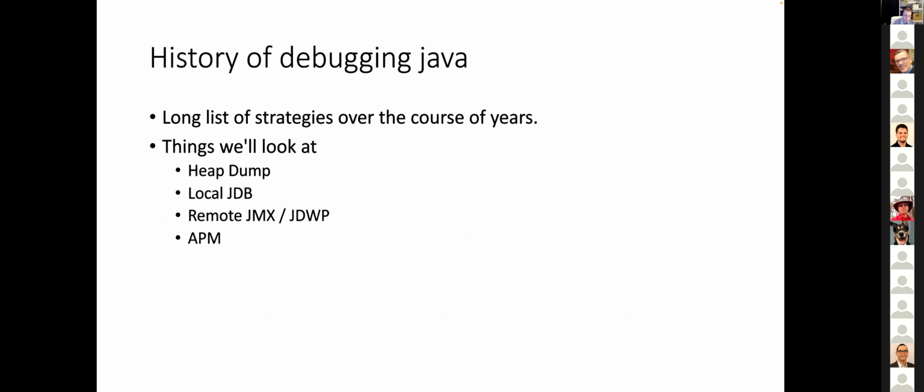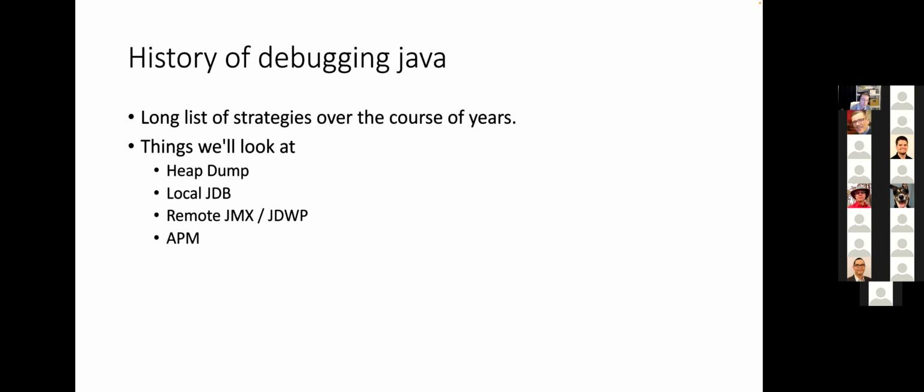We're going to look at 4 different options over the course of this talk. It is not an exhaustive list, but these are the 4 that have been, in my experience, the most immediately useful for trying to figure out why my application is not working, why it is running slow, why it is doing something that I don't want. Those are heap dumps, being able to attach a local debugger, being able to attach a remote debugger, and then application performance monitoring, which is the industry built around doing this kind of debugging and this kind of metrics gathering as a service.